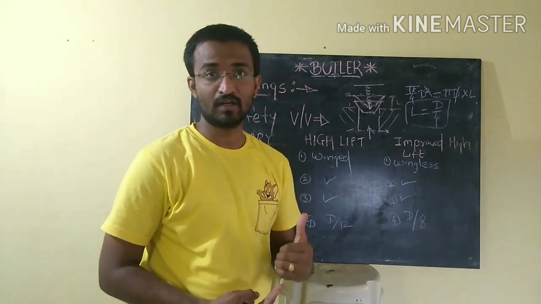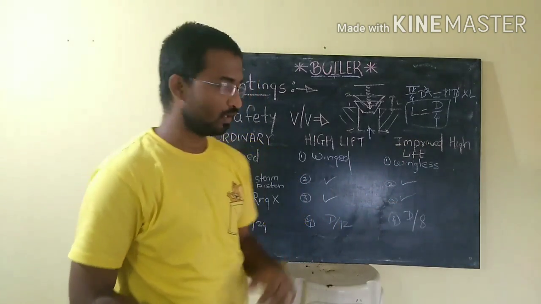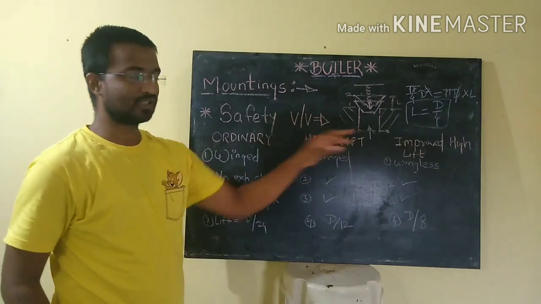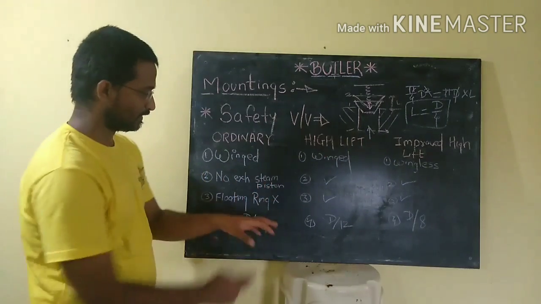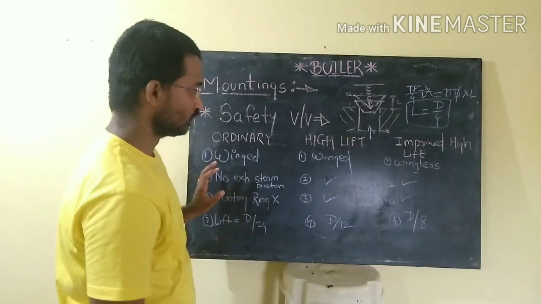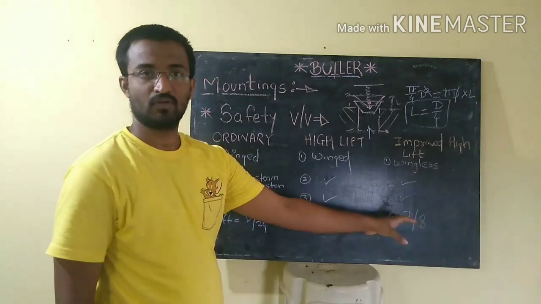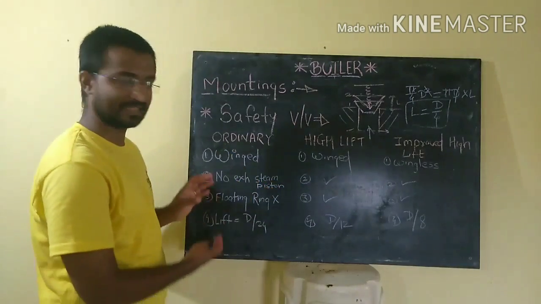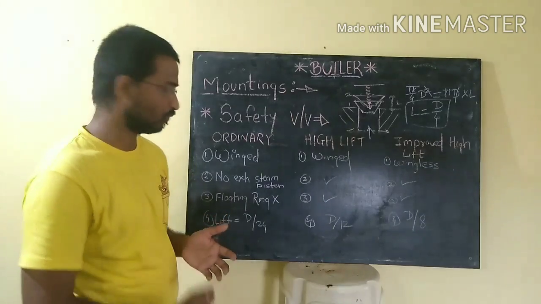What lift should be there to avoid the accumulation of the pressure? Now we will come to the comparison, like this steam piston and floating ring. In the diagram in the next slide, I will explain. First, just copy this. You just take the screenshot, or you just write it in the notebook.